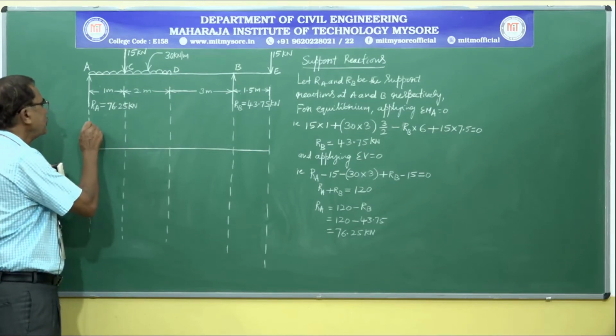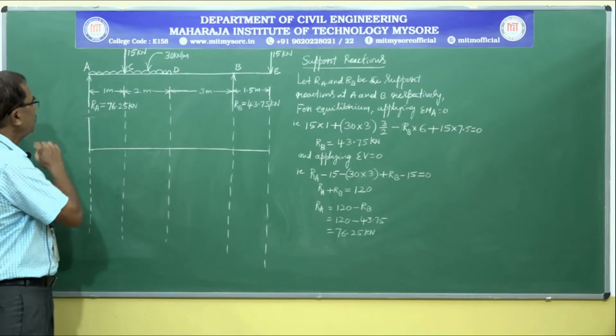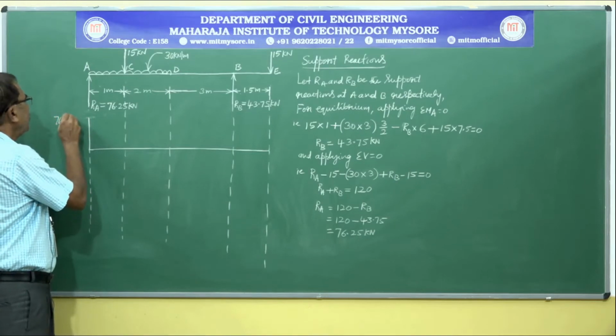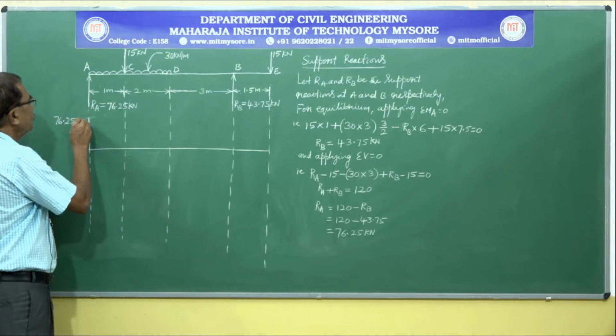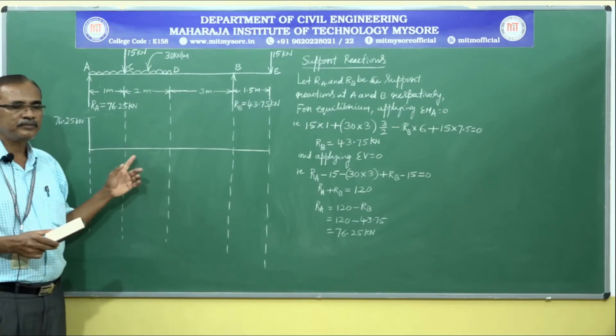We know the variation of shear force diagram for point load, it is a vertical line. Go up vertically by 76.25 kilonewton. So this we did already in the previous problems.